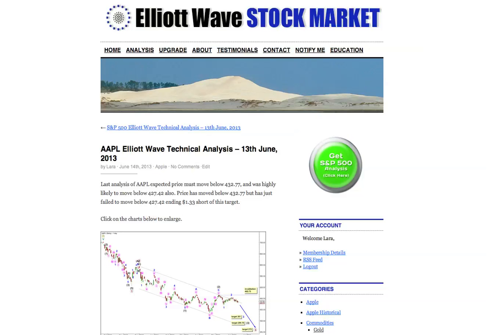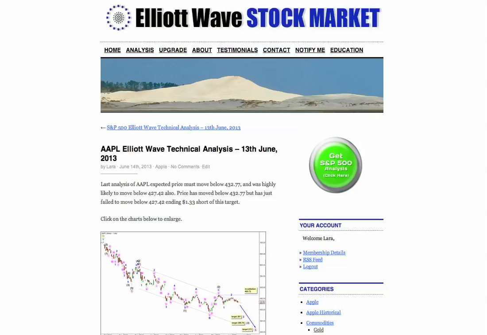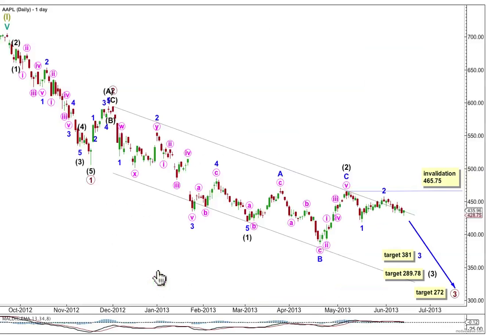This analysis is done Thursday 13th of June, recorded 10 past 11 p.m. in the evening New York time on Thursday the 13th. I had expected downwards movement to a new low below 432 and probably below 427. It's fallen just $1.33 short of that little target before turning back upwards.